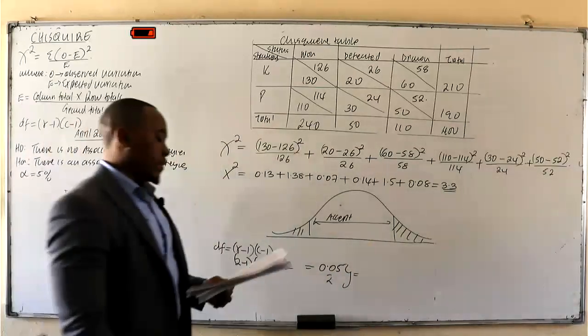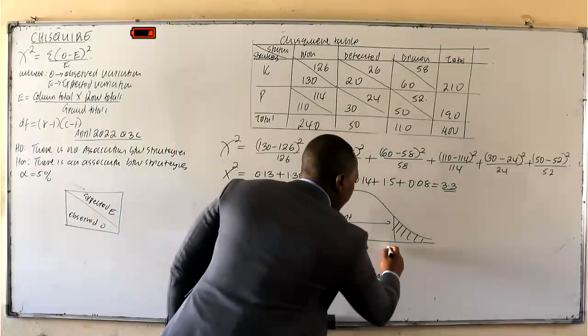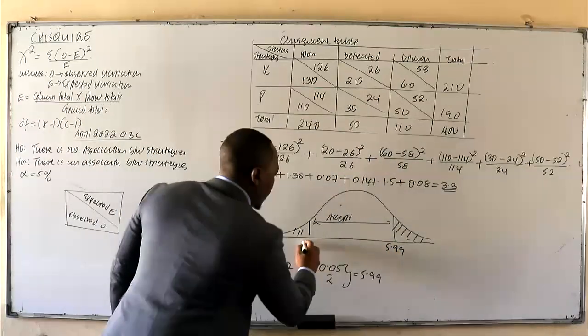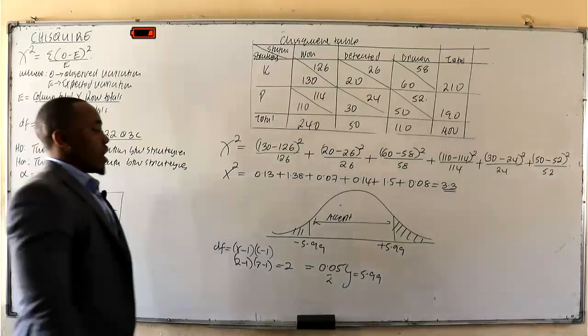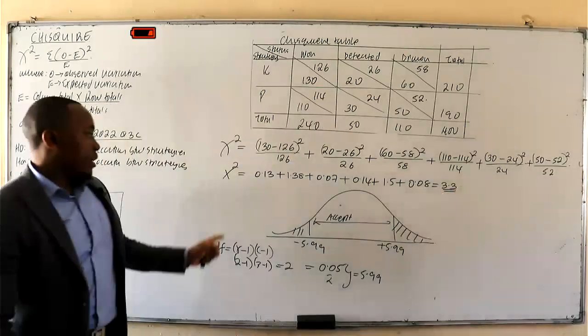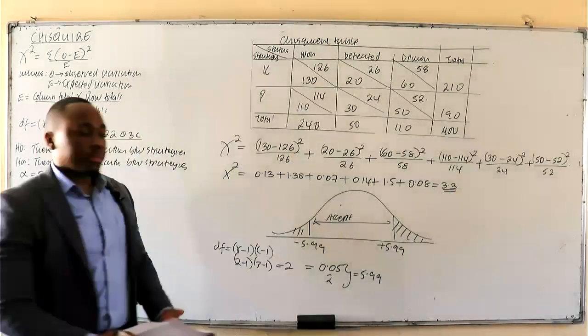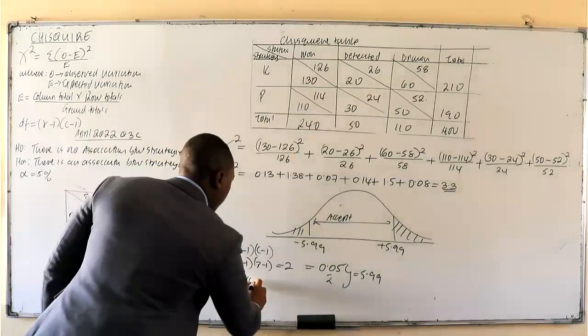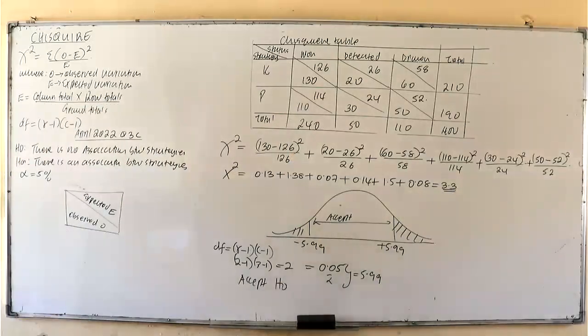What do you get? 5.99. This is the critical value. Now our chi-square calculated is 3.3, critical is 5.99. Accept or reject? You accept the null hypothesis. Good, and that's how you're supposed to solve that.